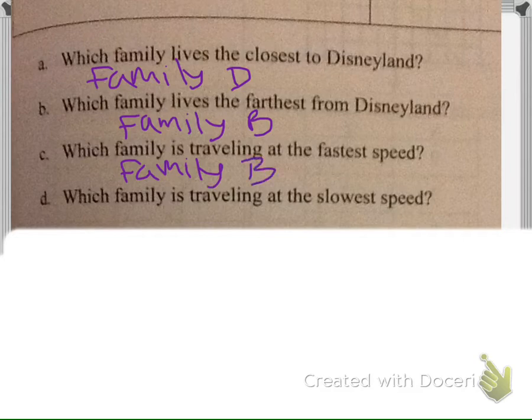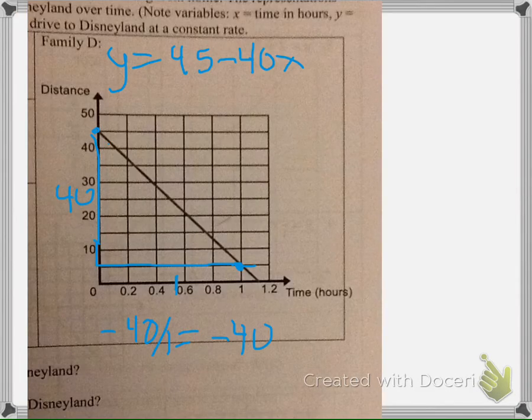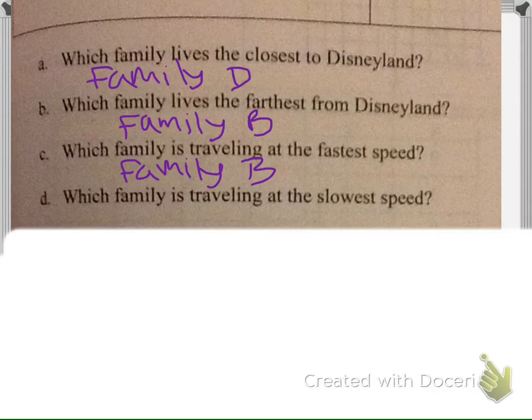And then which family is traveling the slowest speed? So which one has the lowest slope? I have 40, 50, and 55. So it looks like 40, family D, is driving the slowest.